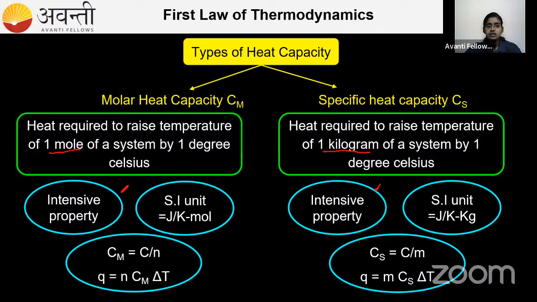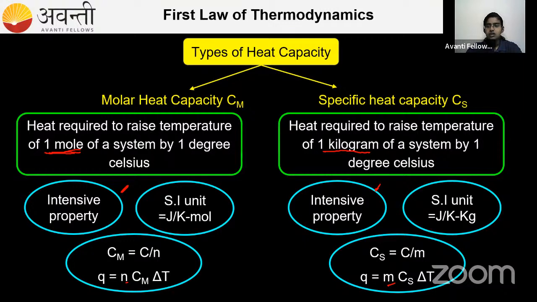And here this is for 1 mole of the system, right? So the SI unit is joule per Kelvin per mole and here it is joule per Kelvin per kilogram. And the formula that you have to use is Q is equal to n Cm delta T. And here Q is equal to m Cs delta T. Got it? So both n and m represent the number of moles. So just the letter changes for both.